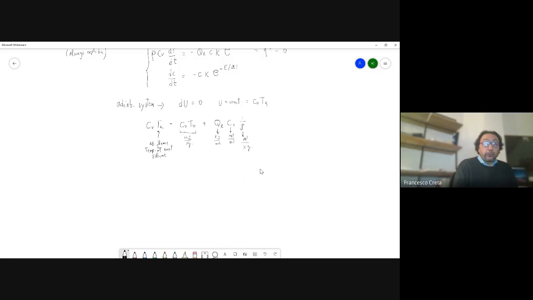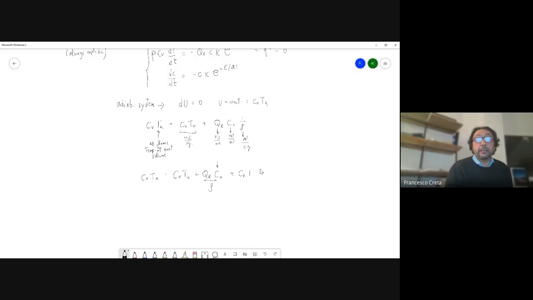Well, so we can write this for the final state: CV TA equals the initial state, CV T0, plus QR times the initial concentration, how much reactant you start with, divided by rho, okay? We can actually write this for every temperature at every instant.